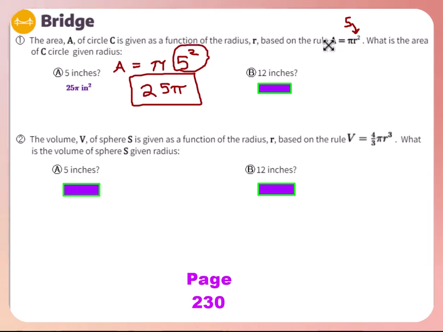Okay, did that tell us what we're measuring in? Yes, inches squared. All right, so for B, we're going to replace r with 12. So this is going to be 12 squared times pi. 12 times 12 is 144 pi. That's your answer. So area equals 144 pi.